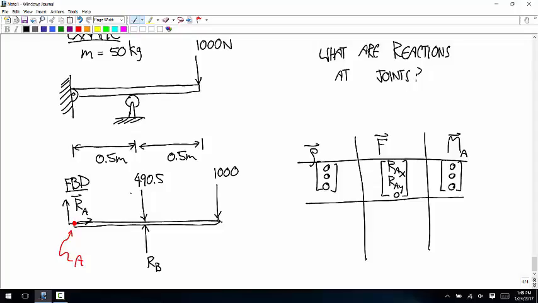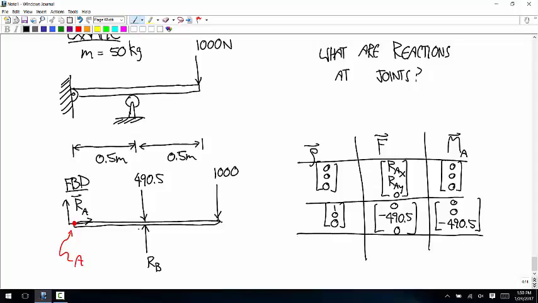Next, the weight force. I'm going to just go through this pretty quickly. The row vector is positive 1, 0, 0. The force is 0, negative 490.5, 0. And the moment is 0, 0, negative 490.5. And the force RB, that also has a row vector of 1, 0, 0. The force is 0, RB, 0. And so the moment is 0, 0, positive RB.